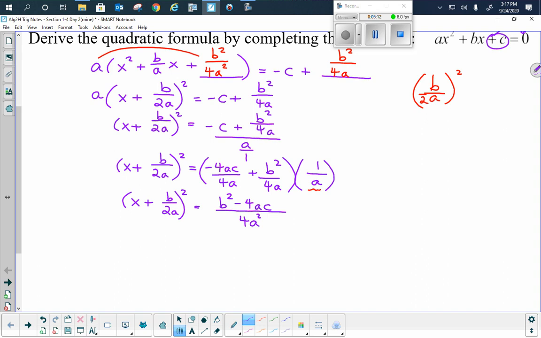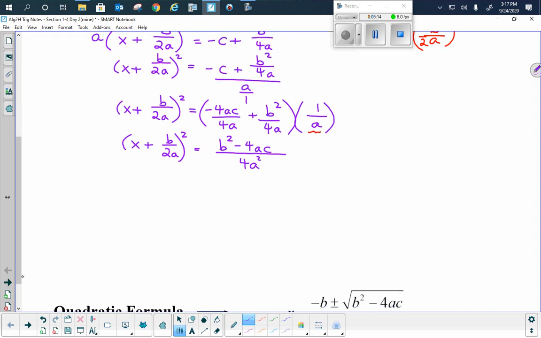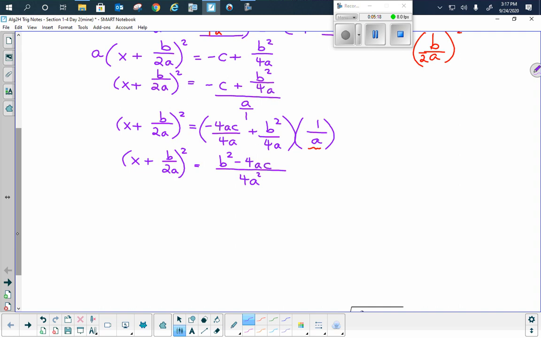And at this point, you've completed the square, you're now ready to extract square roots. So if you go to the extracting part, put in the square root of both sides.